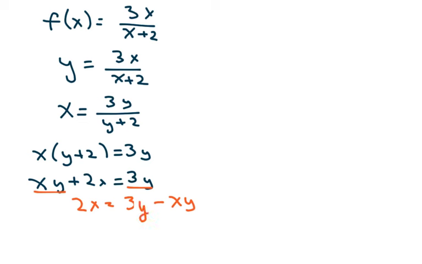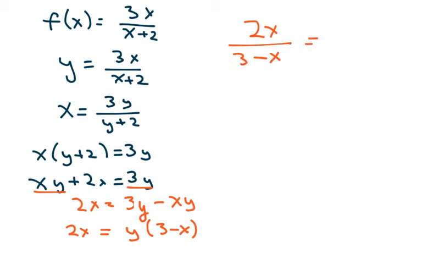I'm going to pull out a y here. So I get 3 minus x equals 2x. So I have 2x over 3 minus x equals y. Basically, I just divide both sides by 3 minus x. So that's your inverse.